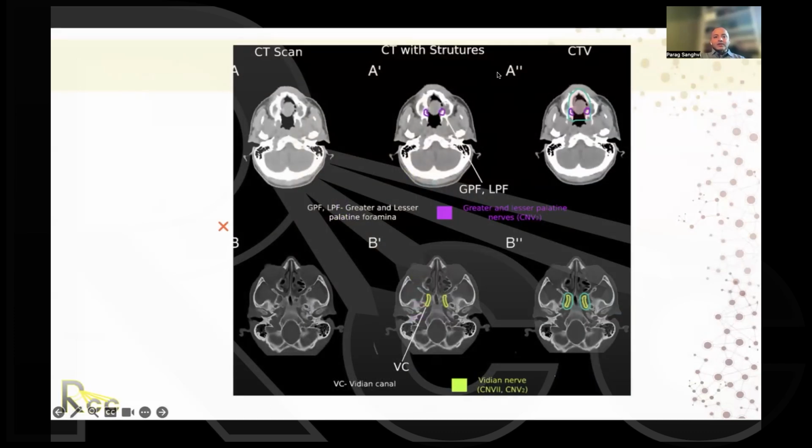This is an unusual example. So this is somebody with a tumor of the hard palate. We don't see very many of these.